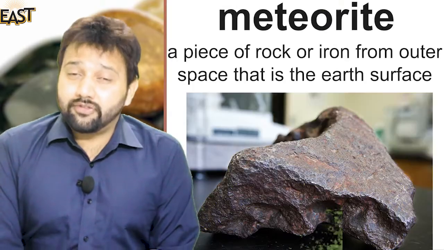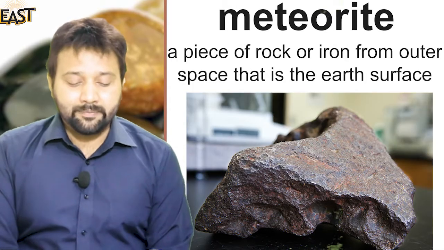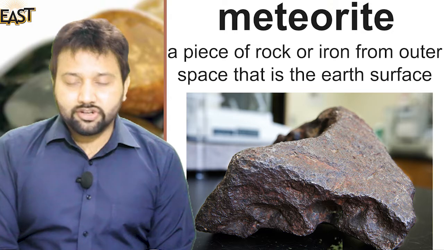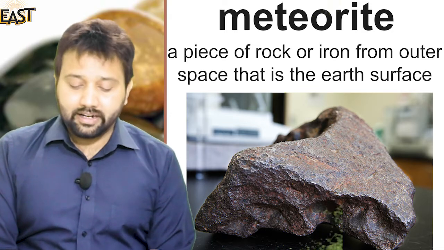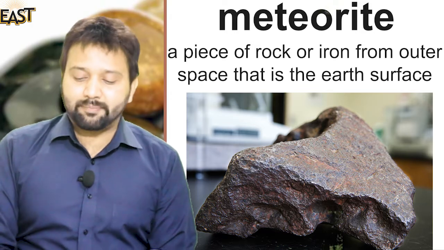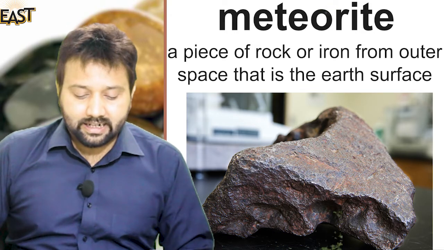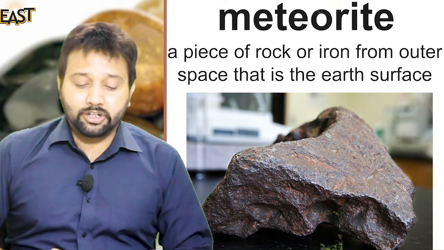And our last terminology is meteorite. So what is a meteorite? A piece of rock or iron from outer space that hits the earth's surface. So these are our new terminologies from the chapter the holy black stone.